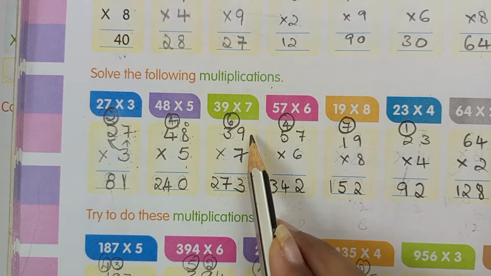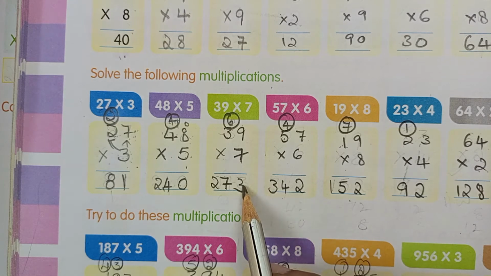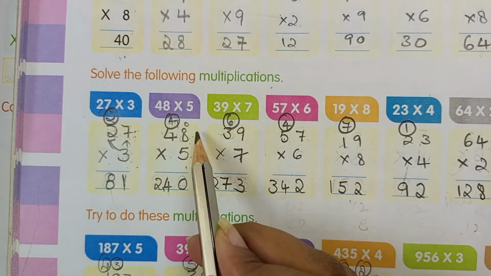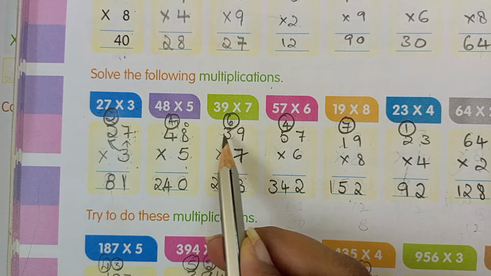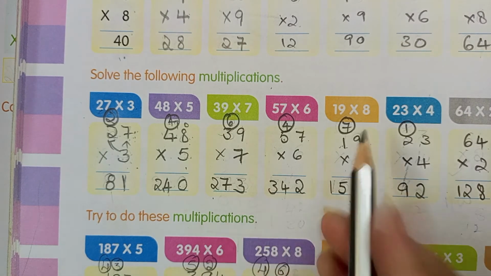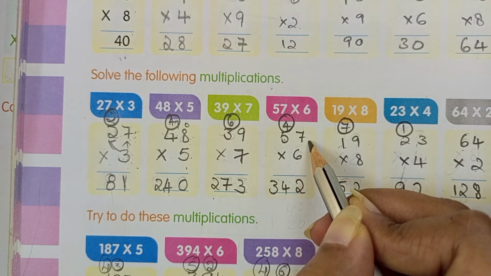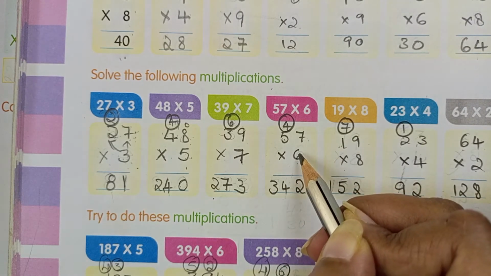7 nines are 63. 3 here, 6 carry out to the tens place. 7 threes are 21. 21 plus 6, 27. Again see here, 57 into 6. 7 with a 6.